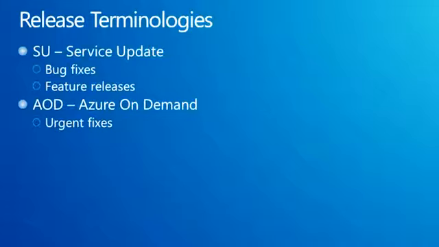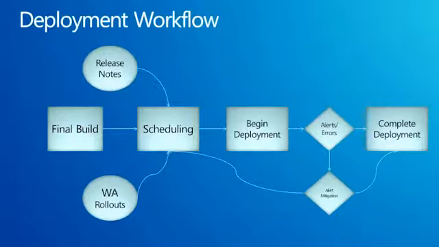An AOD stands for Azure On Demand Fix. These are urgent fixes, usually due to priority 0 or priority 1 bugs that have been discovered after a service update has been deployed. This is a general overview of deployments.